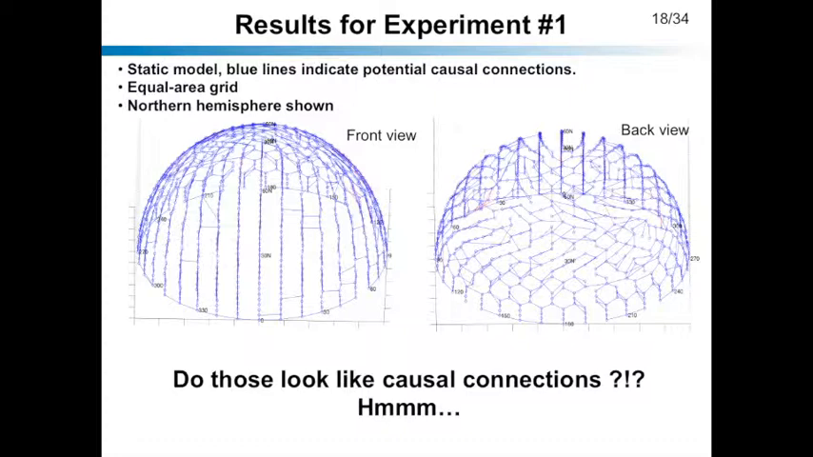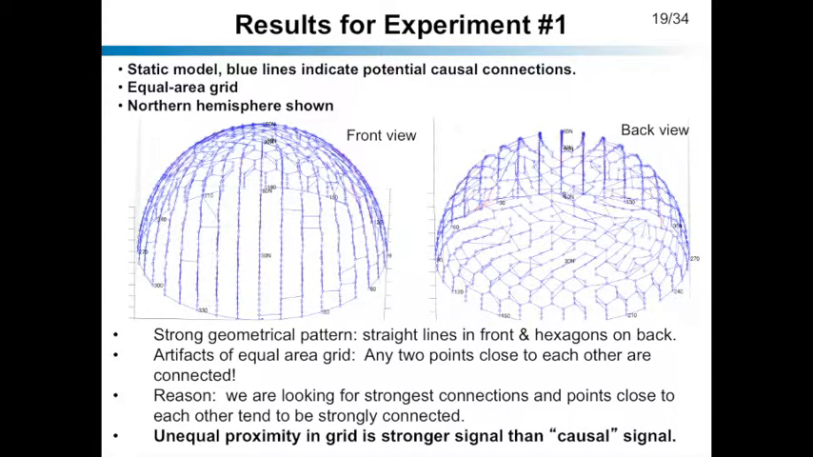Just to help you here, we're looking at one side of the globe, and what you should be seeing here are straight lines. And we're looking at the back of the globe, and what we're seeing is hexagons. So do we believe that the causal connections are straight lines on one side of the globe and then hexagons on the other side of the globe? Clearly not. So clearly this is an artifact of the grid, which comes back to your point. Very well taken. I wish I had talked to you before I did that. So anyway. Which side of the globe has the straight lines?